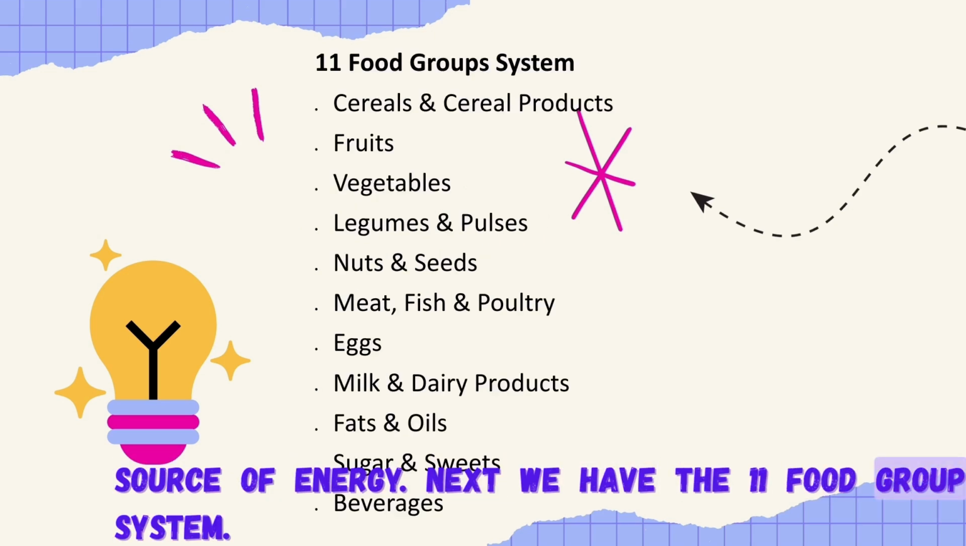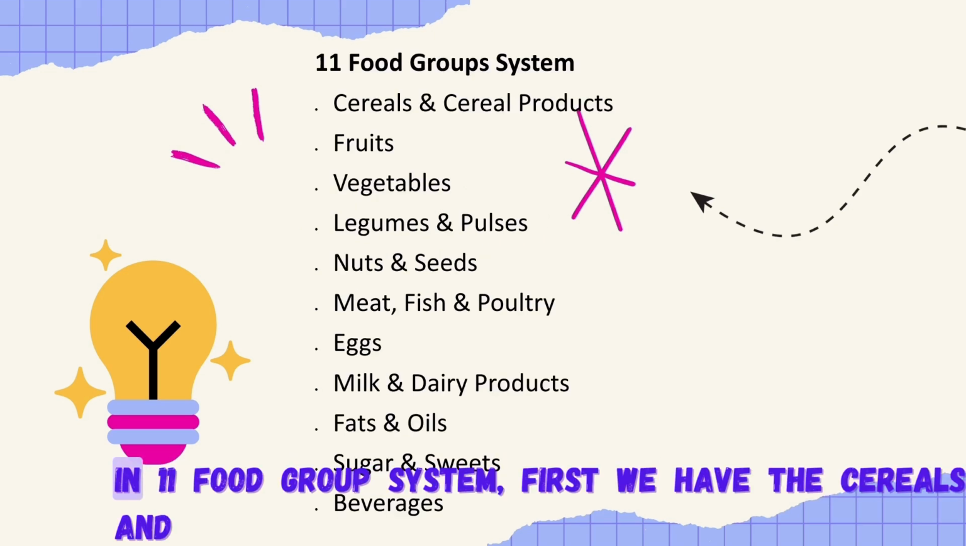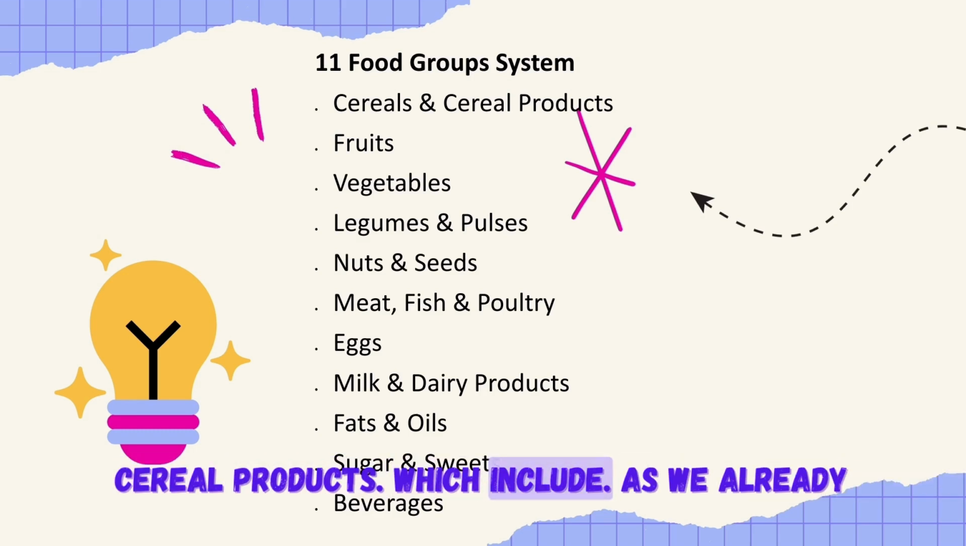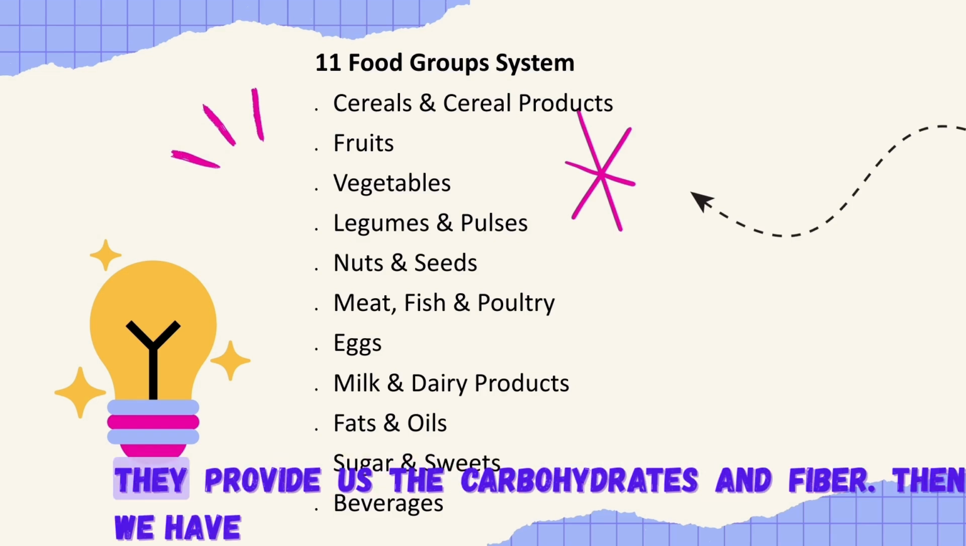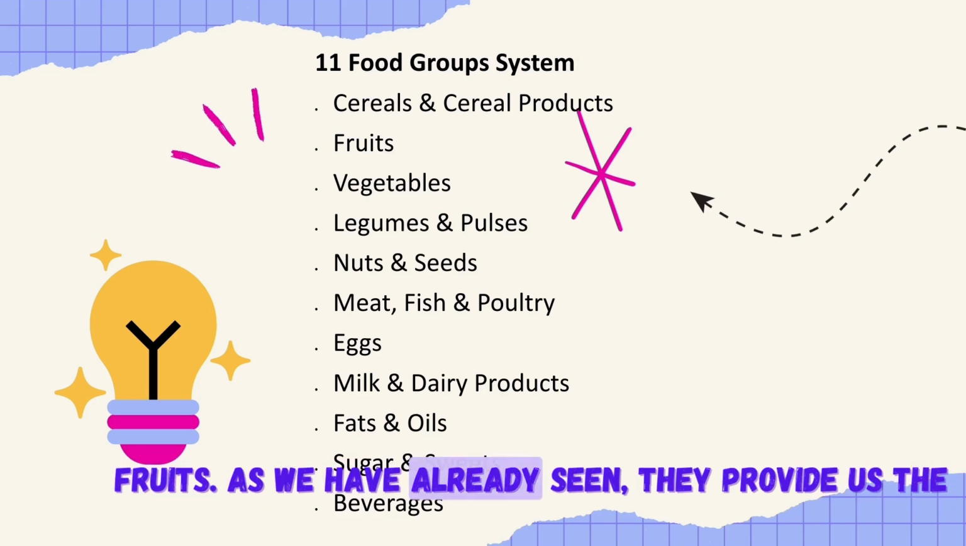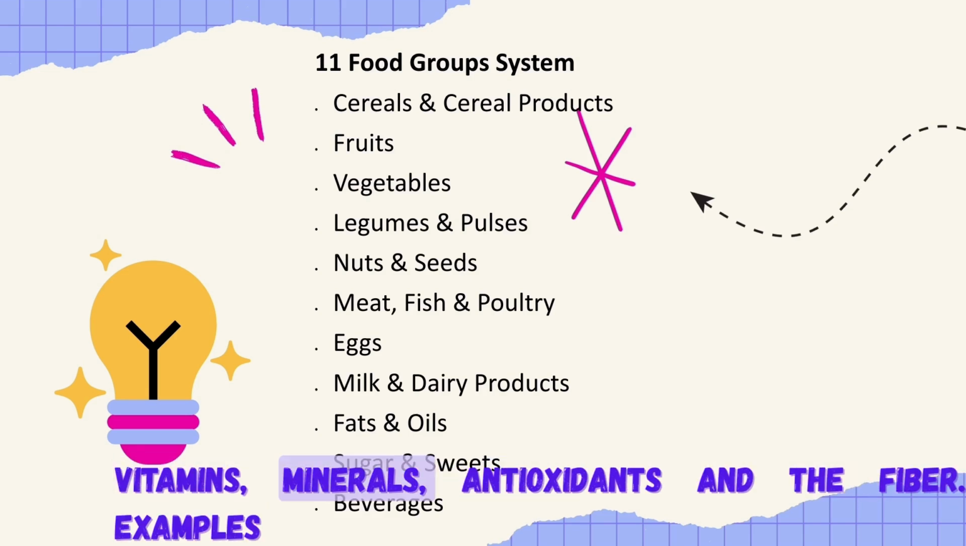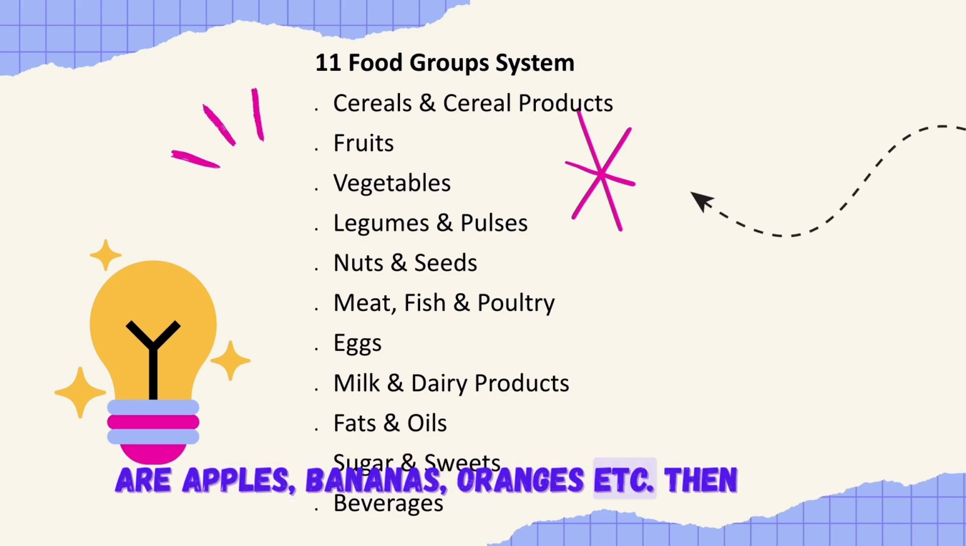Next, we have the 11 food group system. In the 11 food group system, first we have the cereals and cereal products, which include, as we already discussed, rice, wheat, oats, etc. And they provide us the carbohydrates and fiber. Then we have fruits, as we have already seen, they provide us the vitamins, minerals, antioxidants, and the fiber. Examples are apples, bananas, oranges, etc.